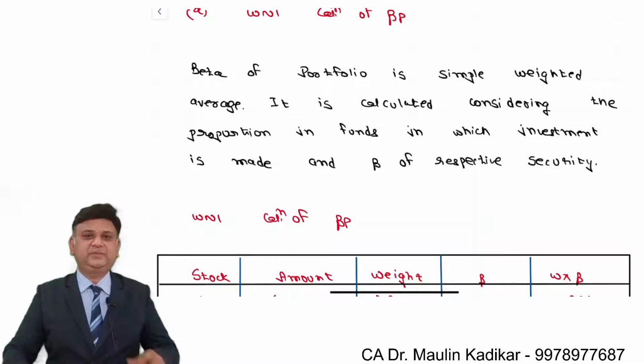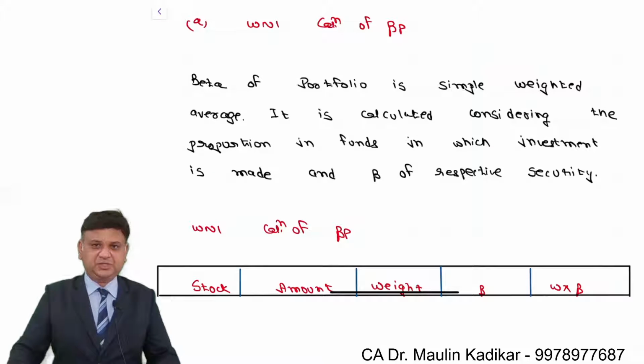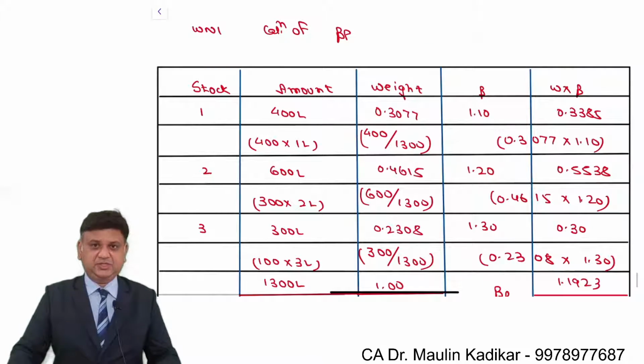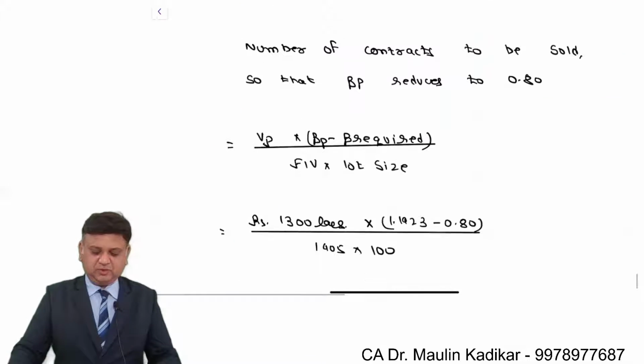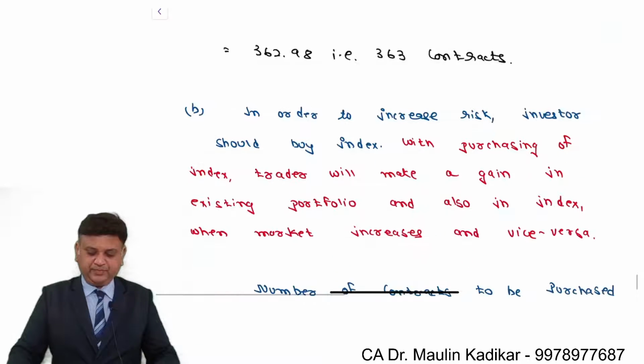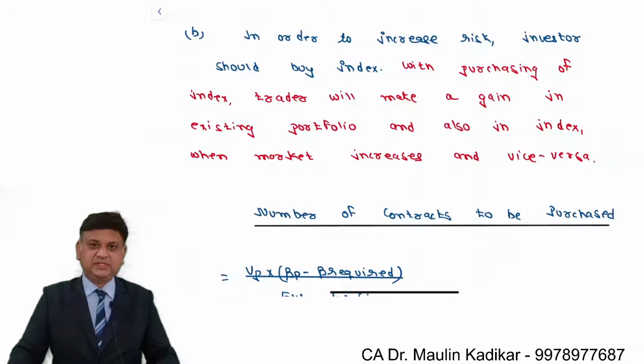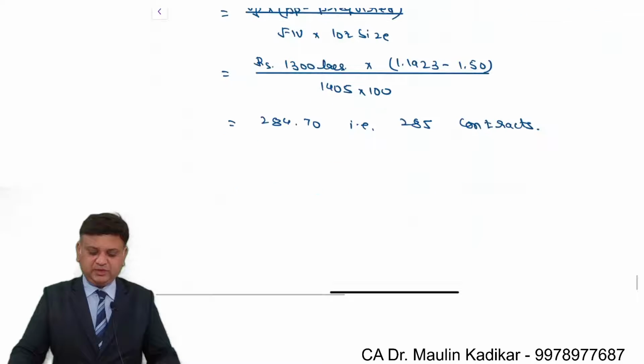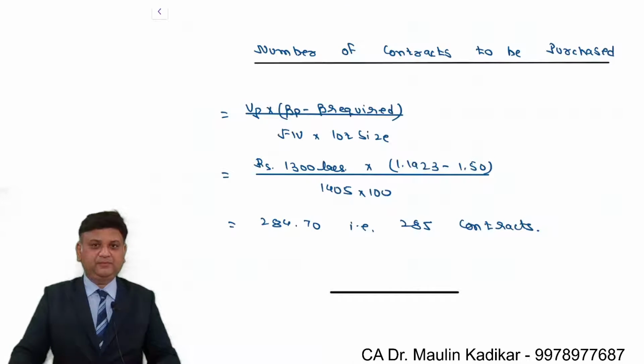तो फ्रेंड्स यहाँ पे सबसे पहले हमको बीटा ऑफ द पोर्टफोलियो का कैलकुलेशन करना है, दैट इज सिंपल वेटेड एवरेज. उसके बाद हमको नंबर ऑफ कॉन्ट्रैक्ट्स टू बी सोल्ड का कैलकुलेशन करना है बिकॉज वी वांट टू रिड्यूस द रिस्क टू 0.8. उसके बाद हमको नंबर ऑफ कॉन्ट्रैक्ट्स परचेज का कैलकुलेशन करना है बिकॉज वी वांट टू इंक्रीज द रिस्क टू 1.5.